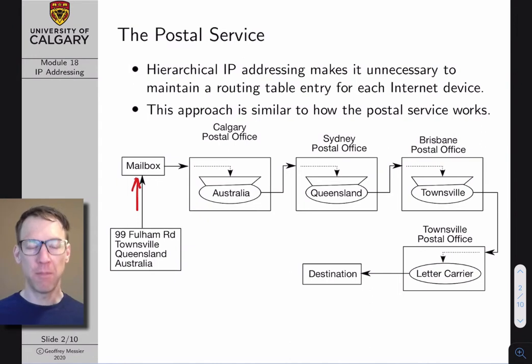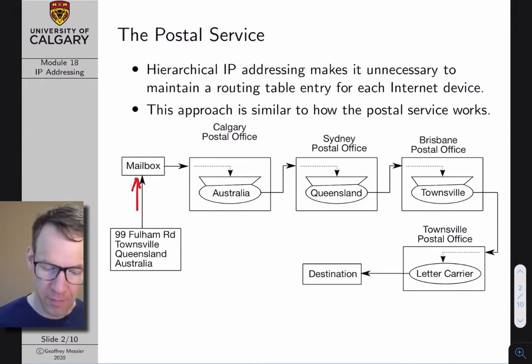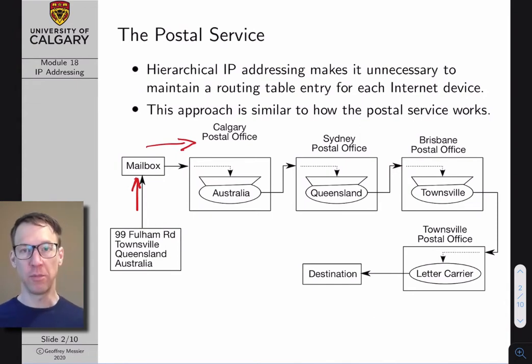Now, the first thing that's going to happen is, at the end of the day, the letter carrier is going to come and open up the mailbox and take out my letter and take a look at it. At this point, the letter carrier doesn't even really need to look at the address, because the letter carrier has a certain default behavior, and that is basically just gather up all of the letters and take them to the postal sorting facility in Calgary. And so they're taken to the Calgary post office.